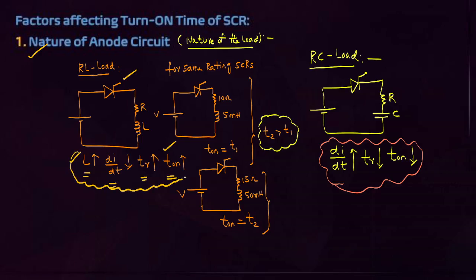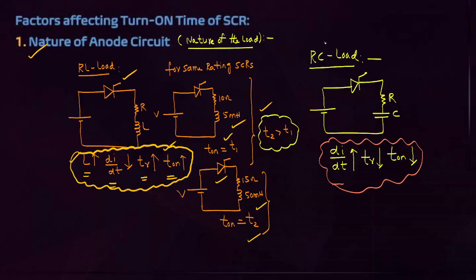If inductance increases, turn-on time increases. For example, there are two SCRs. One SCR is connected to 5 millihenry inductance. Another SCR is connected to 50 millihenry inductance. Both are the same rating. Let for this SCR the turn-on time be T1, and for this SCR the turn-on time be T2. Then which SCR's turn-on time is more? For this, T2 is greater than T1. If inductance is more, turn-on time is more. That is, for inductive loads, the turn-on time is more. If the SCR is connected to an inductive load, it takes more time to turn on.